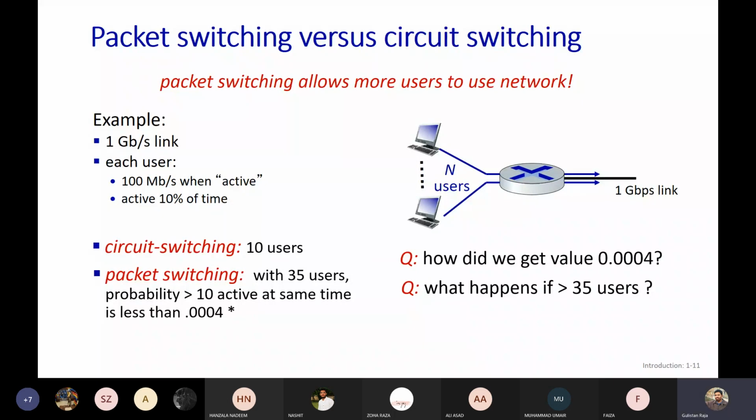Are you following my point? Because in packet switching there is no restriction on the number of users. So naturally, if you are having 100 mbps when a user is active, 10 active users can use 100 mbps at the same time. So the probability that more than 10 will become active is less than 0.004.